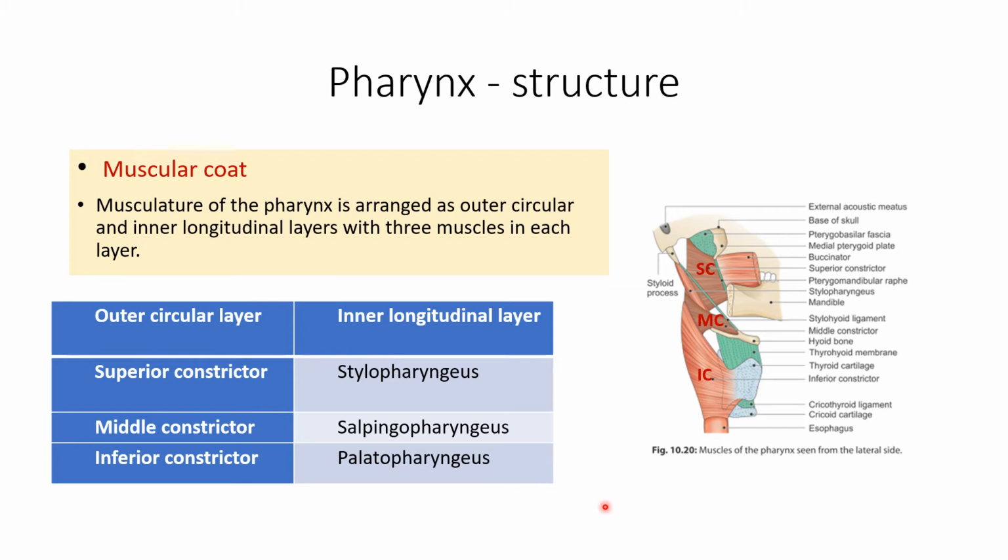stylopharyngeus muscle, the salpingopharyngeus muscle, the palatopharyngeus muscle. In this picture, what you are seeing is only the stylopharyngeus muscle between the superior constrictor and the middle constrictor on their inner aspect. Thus, this forms the inner longitudinal layer.